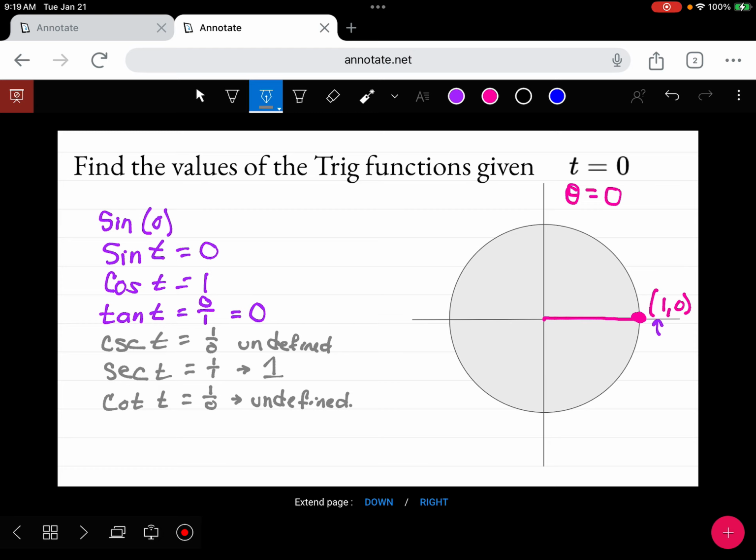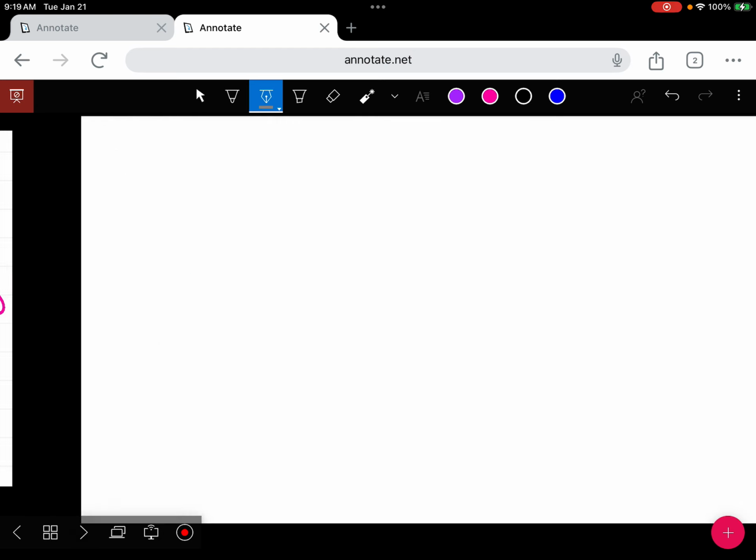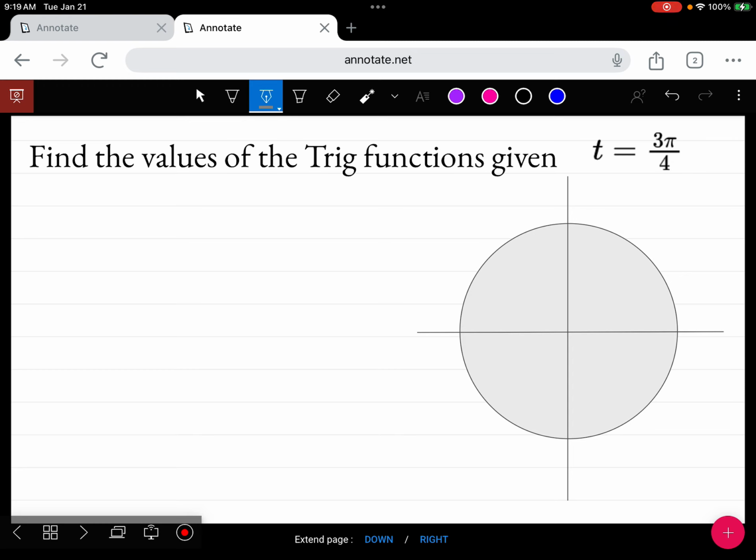We're going to do another one. Very similar. So now we're given that our t is 3 pi over 4. And we're going to start to use our unit circle to help us remember some of these things. So we're thinking through our unit circle, looking at 3 pi over 4, and what I want is our ordered pair.